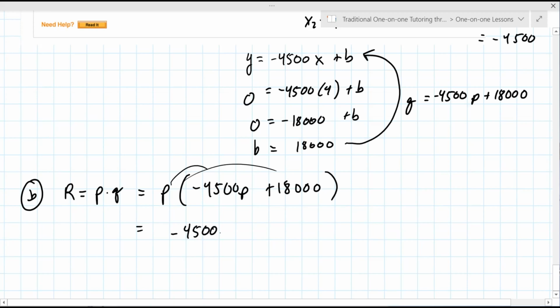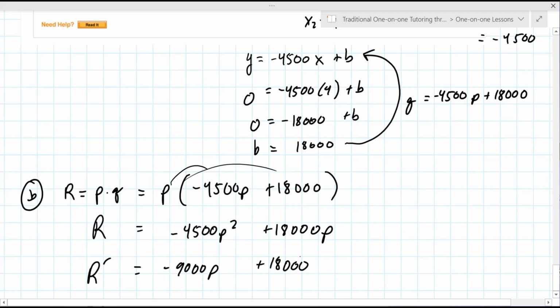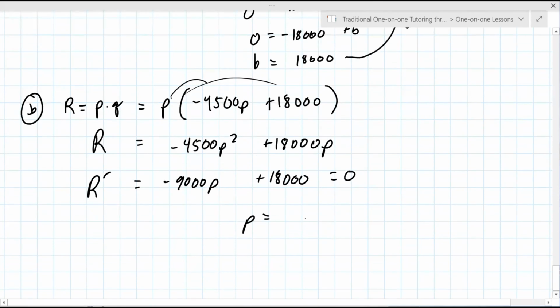Minus 4,500 P squared plus 18,000 P. Because here the derivative is just power rule. So your derivative is much easier. Power rule, 2 times, so it's minus 9,000 P plus 18,000. And then you set that equal to 0. Yes, exactly. You got it. So P ends up equaling 2. That's your part B.